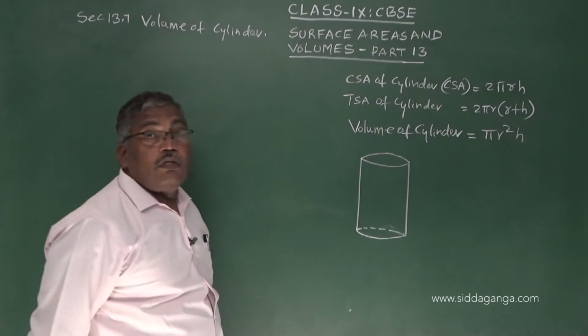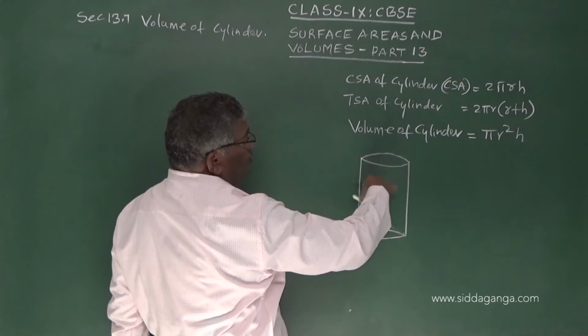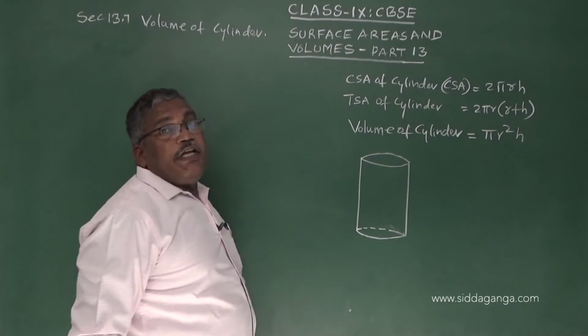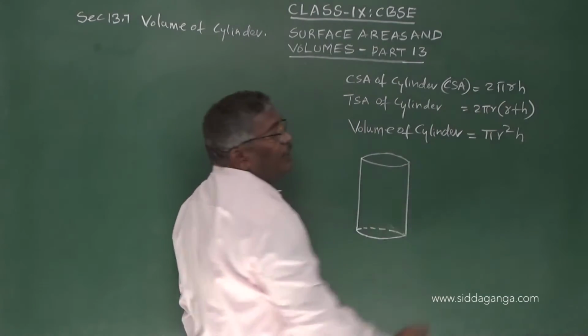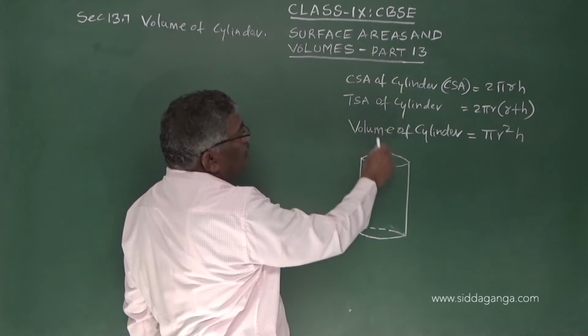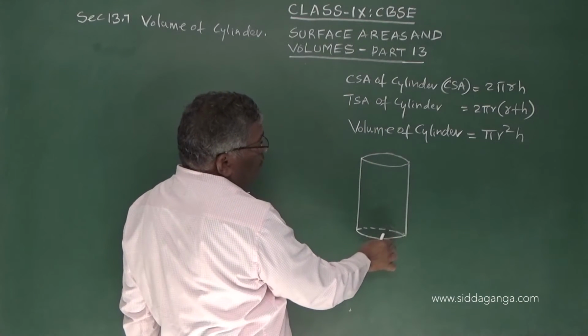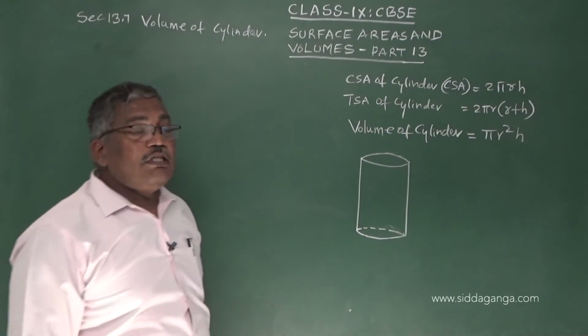Now here the curved surface area is the round curved area, and curved surface area is given by 2 pi r h, that we have studied, and total surface area is inclusive of these two circular ends. It is 2 pi r into r plus h.